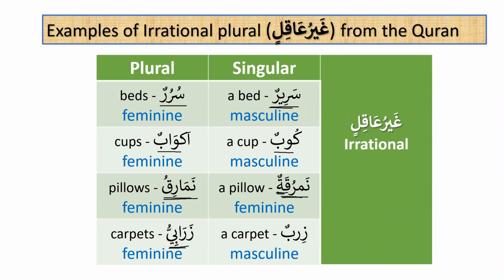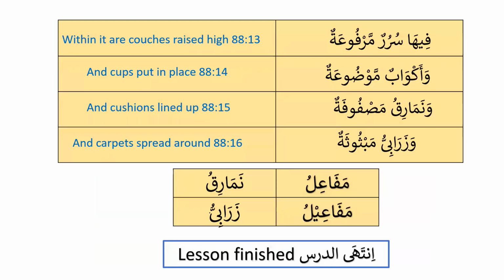Now, inshallah, 4 more verses of the Quran we have from the same surah. And now we can see over here, fiha sururum marfu'atun. Just for the sake of example, I'm not stopping, so I will say fiha sururun marfu'atun. Now we can see that sururun, is it masculine or feminine? Please tell me quickly. Sururun is masculine or feminine? It's feminine. Why is it feminine? Because it is the plural of ghayru aqil.